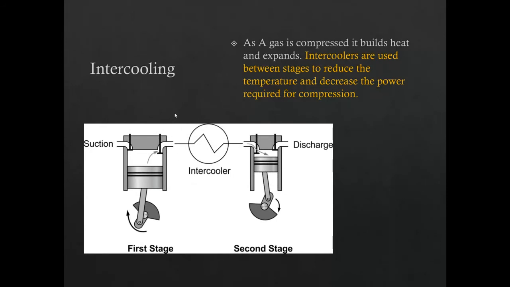One of the things that we have to add once we start talking about multi-stage compressors is a device called an intercooler that is inserted in between the different stages of a compressor. These intercoolers are used to reduce the temperature and decrease the power required for compression on the next stage. As we compress a gas, heat builds up in that gas. So we bring it through the intercooler that reduces the temperature in it, which reduces the amount of power it's going to take for the second stage to recompress it again.